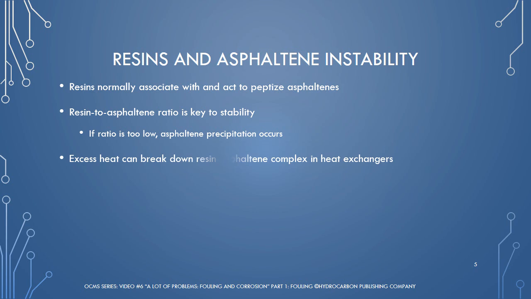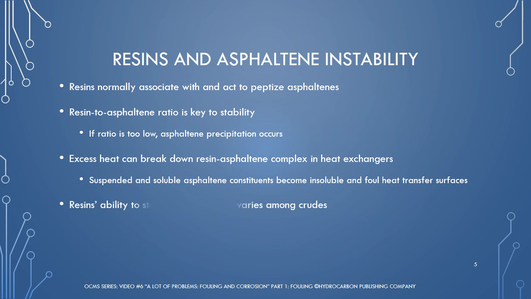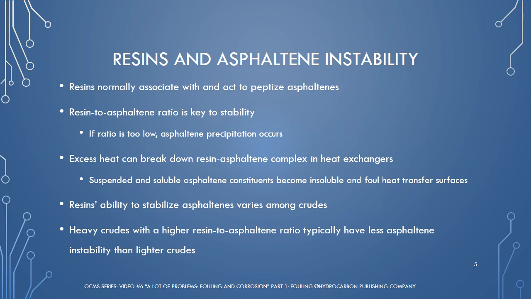Excess heat can break down the resin to asphaltene complex into a pre-coke species, which can occur in heat exchangers. This occurrence involves the polar, para-condensed asphaltenic species and may occur regardless of the compatibility of the crude blend. That is to say, suspended and soluble asphaltene constituents can become insoluble and foul heat transfer surfaces. However, the ability of resins to stabilize asphaltenes varies among crudes. Typically, heavy crudes with a higher resin to asphaltene ratio have less asphaltene instability issues compared to lighter crudes.